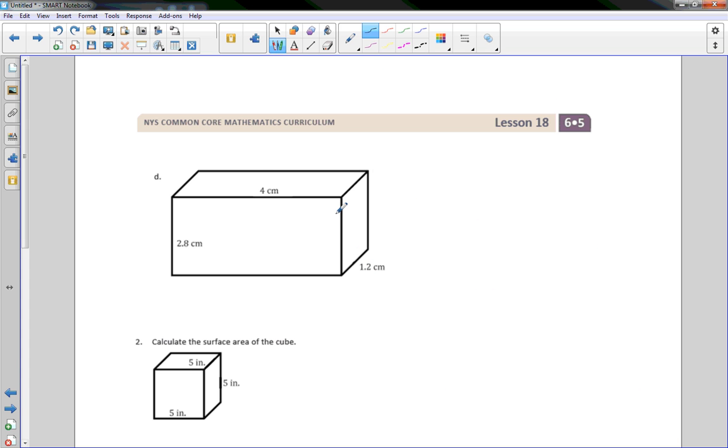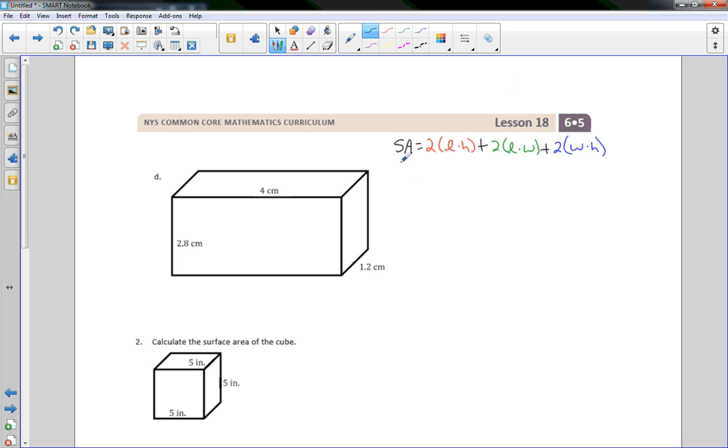Okay, two more. Okay, surface area. Let's keep going. So, SA equals 2 times the length times the height, plus 2 times the length times the width, plus 2 times, oops, change my colors, 2 times the width times the height.